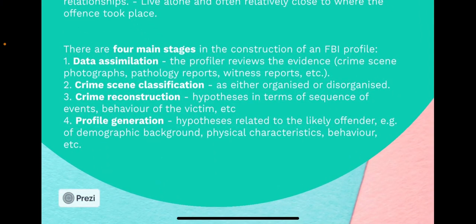There's 4 stages of constructing this profile. So you've got data assimilation, where you review the evidence such as the crime scene photographs, pathology reports, witness reports, etc., and gather all of that data. Then you would classify the crime scene as either organised or disorganised. You would reconstruct the crime and come up with hypotheses in terms of sequence, events, behaviour of the victim, and then generate a profile. And the hypotheses would be related to the offender. So, for example, their background, their physical characteristics, and their behaviour.